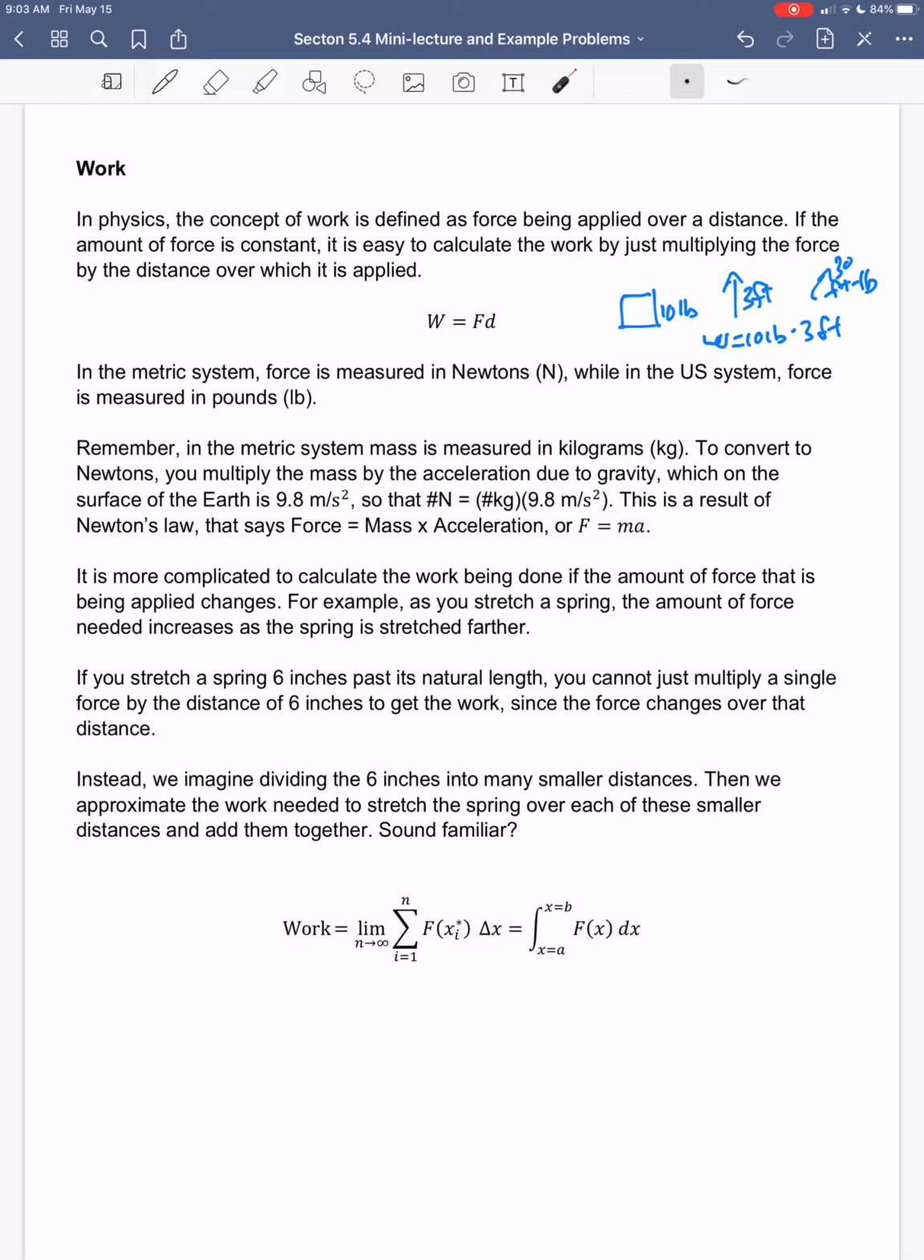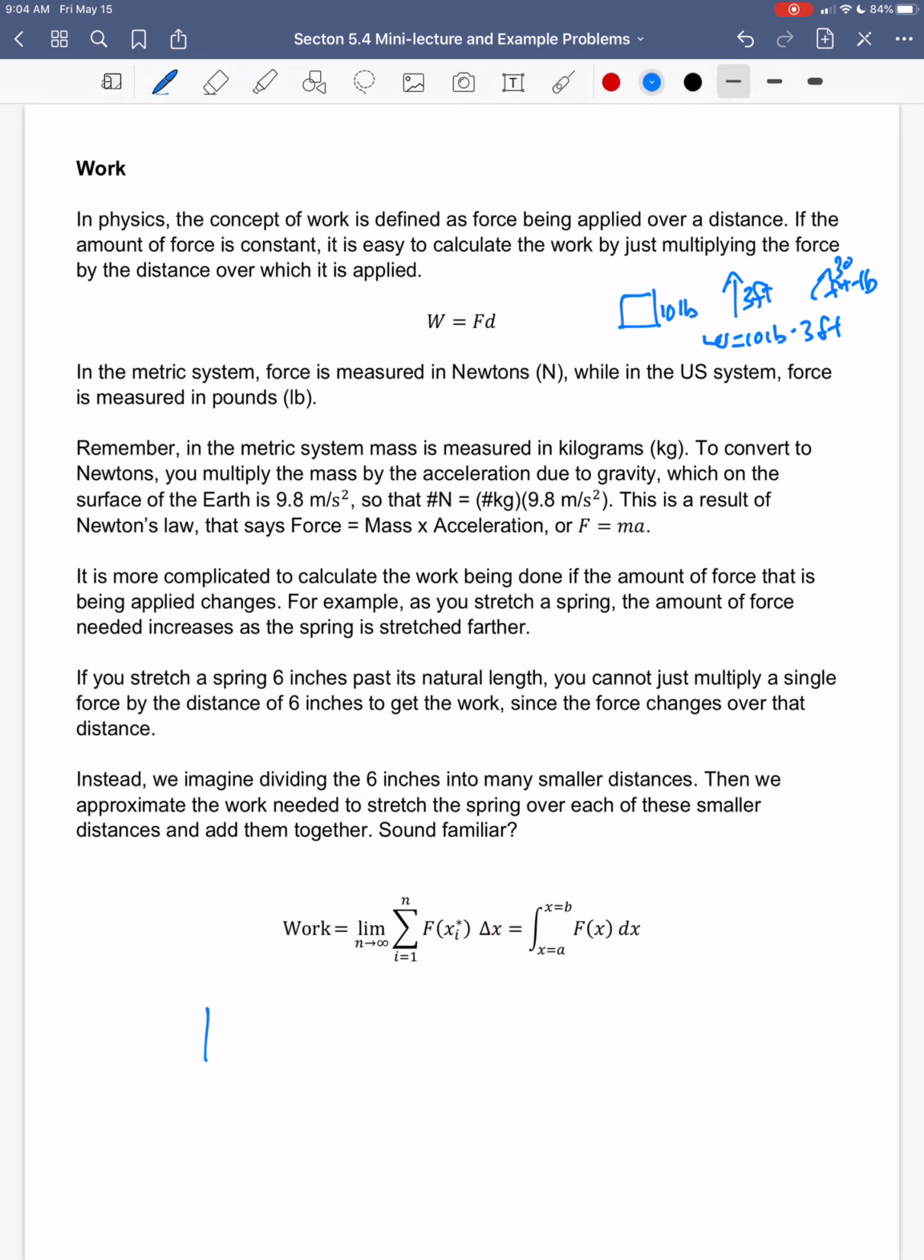So what we do is imagine dividing the 6 inches that we're going to stretch the spring into many smaller distances. Then we approximate the work needed to stretch the spring over each of these smaller distances and add them together. Sound familiar? Yeah, this is a Riemann sum. So I've got a force evaluated at a particular representative x-coordinate, and then I multiply by the distance, delta x, that I'm applying that force over.